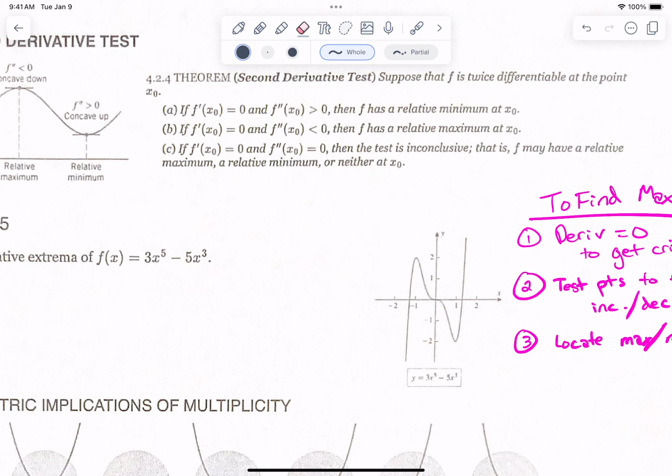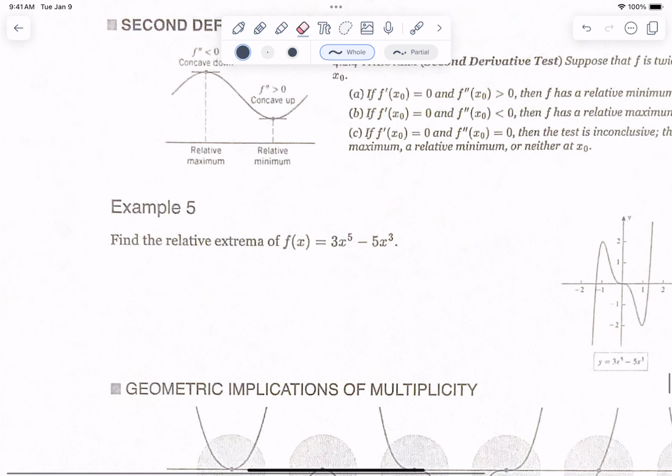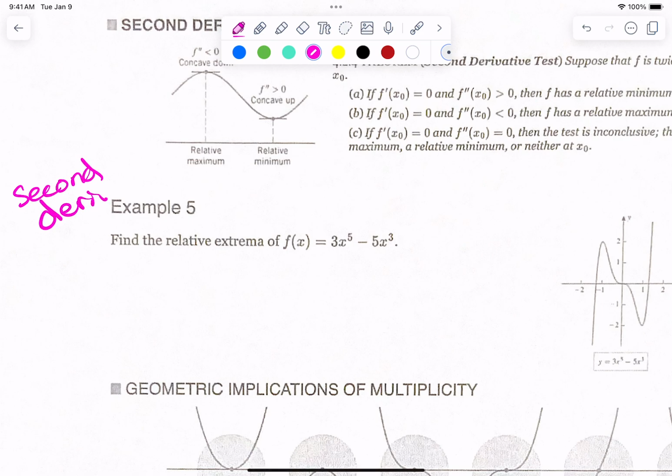Okay, here's the funky weird thing. Are you ready? If we want to go a different route, this is something called the second derivative test. This is another way of finding where your maxes and mins are, which is kind of a weird, funky way, but it's easier. Step number 1: find derivative equal to 0 to find critical numbers.